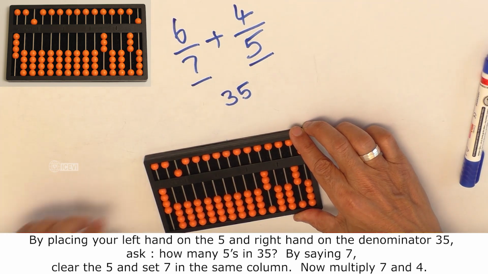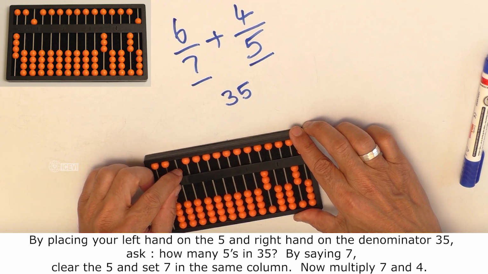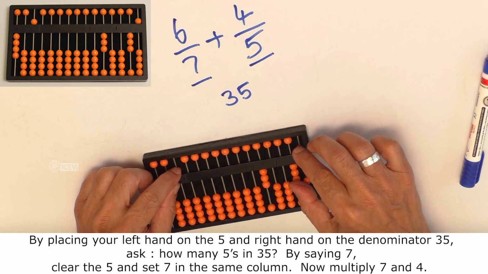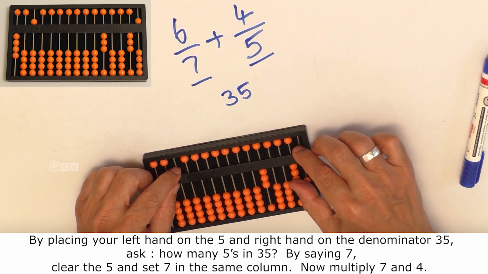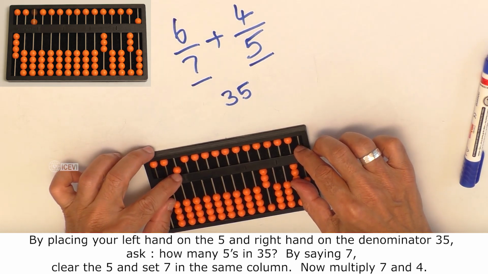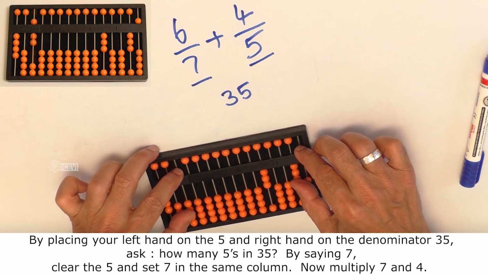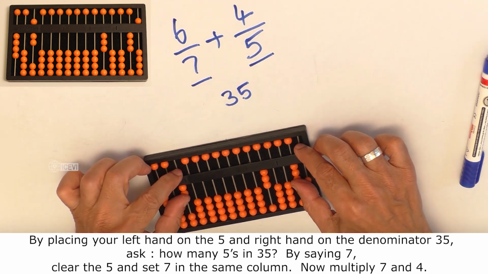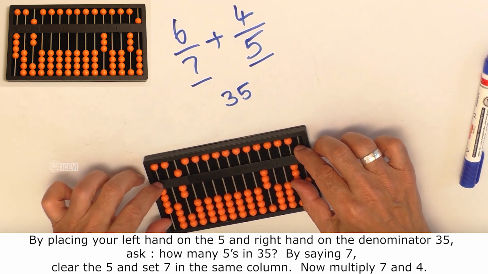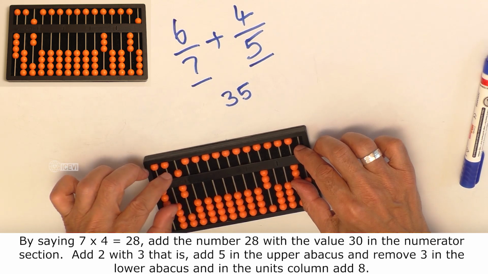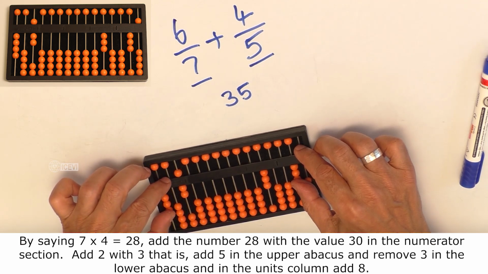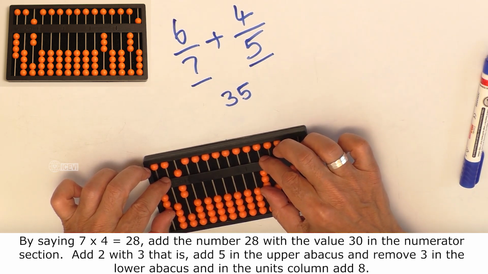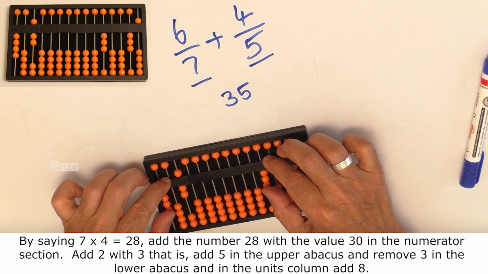By placing your left hand on 5 and right hand on 35, you ask how many 5s in 35. By saying 7, clear the 5 and set 7 there in the same column. Now multiply 7 with 4 by saying 28. That should be added with the already available value 30 in the numerator section.